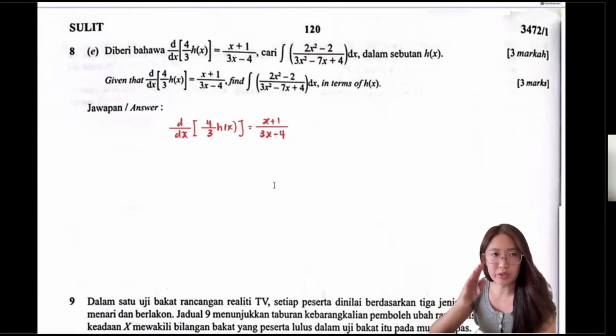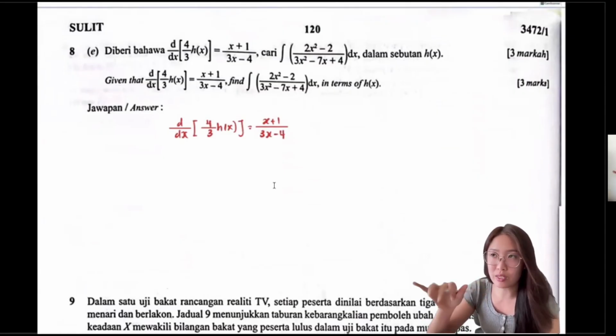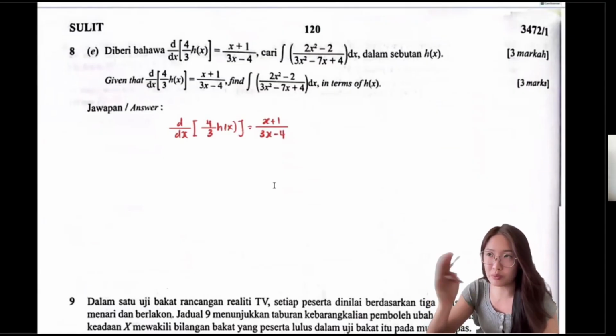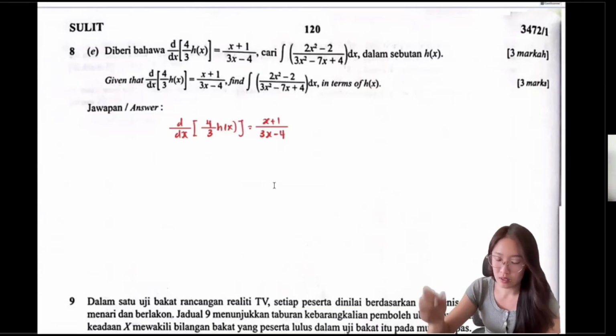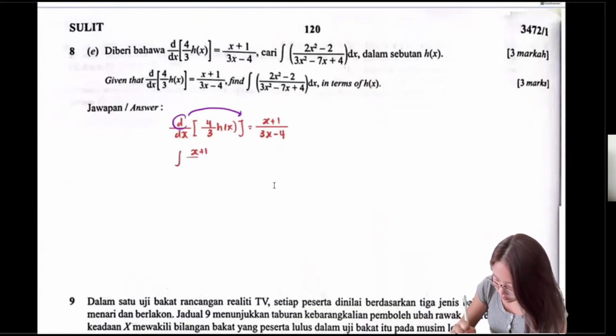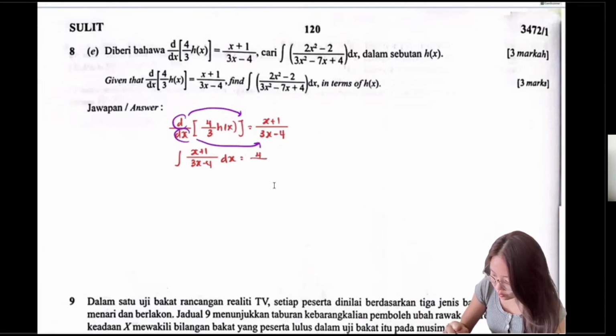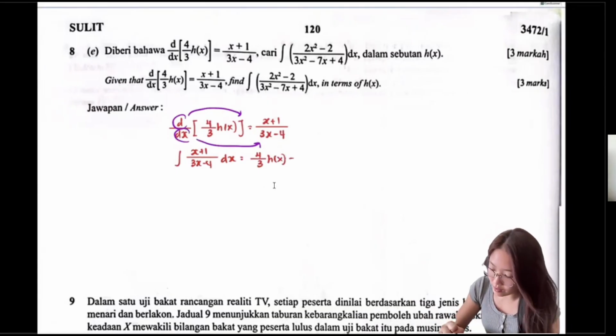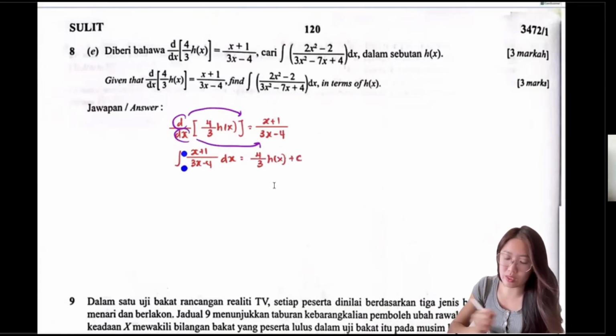that integration is the reverse of differentiation. You don't have to really go and integrate yourself. You just need to prove that it is the opposite way. So what I'll do here: differentiate, you move over, becomes integration of x plus 1 over 3x minus 4 dx. Divide, move over, becomes times. So you have 4 over 3 hx left on this side. And remember, plus c. Reason being you have no limits over here.